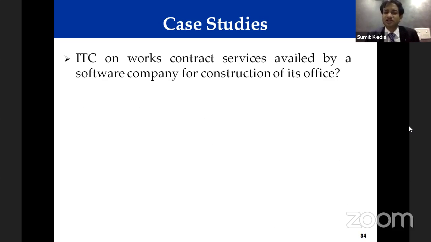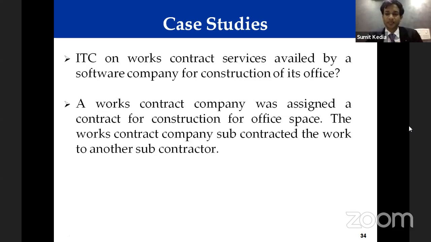Next, works contract services availed by a software company for construction of their office: the software company cannot claim input tax credit. A works contract company was assigned a contract for construction of office space. Now here the question is for the works contractor. The works contractor is constructing an office space. For constructing that office space, they are availing the services of a subcontractor. Then he can avail credit. As I said, he is in the course of furtherance of business. It is an input service for him for further supply of works contract. He can claim ITC.